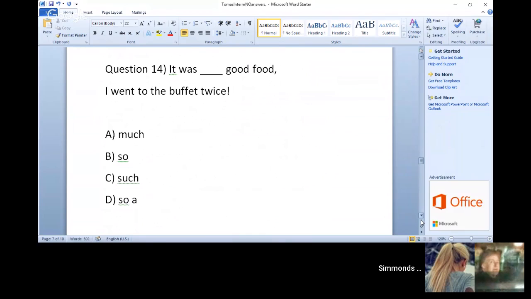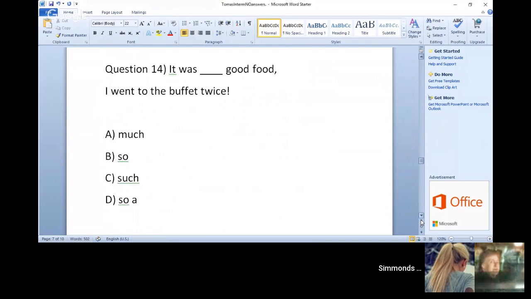"Such a good food" makes sense, but just "such" made, I don't know, "such good food," "such." Do you give up? "So good food," yeah, "such good food," probably, I'm sure. You think "such a good food" makes sense, but you think it's "such a." Yeah. That's not an option.